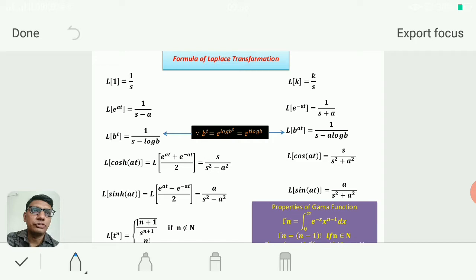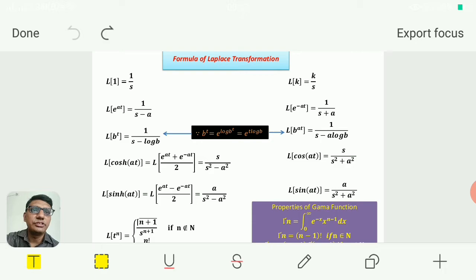Now, Laplace of cos at is obtained by the definition of the Laplace transformation, which is the integral from 0 to infinity of e raised to minus st into cos at dt, and solving this integration we get Laplace of cos at equal to s upon s square plus a square. Laplace of sin at is equal to a upon s square plus a square, which is also obtained by the definition of the Laplace transformation. So all the Laplace transforms of these functions, the constant k, e raised to at, e raised to minus at, b raised to t, b raised to at, cos hyperbolic, sin hyperbolic, cos at and sin at, are obtained by the definition of Laplace transformation.